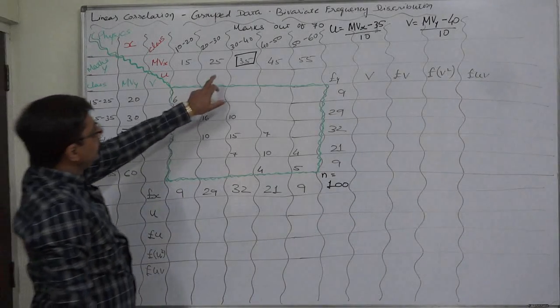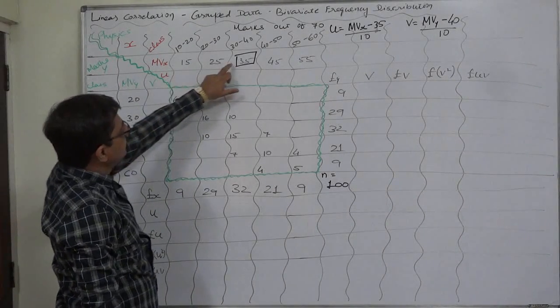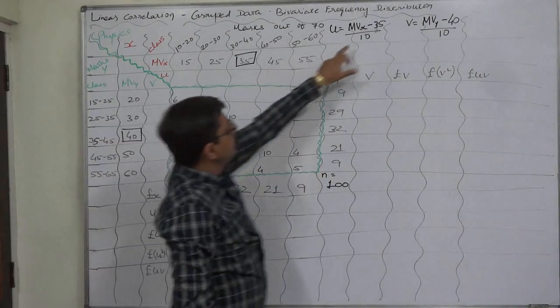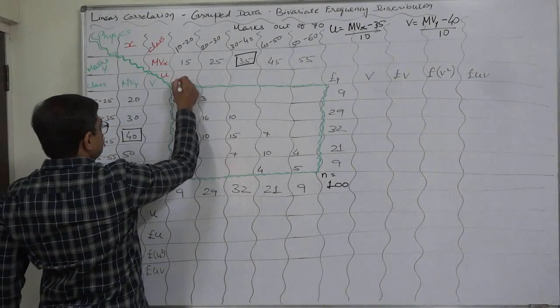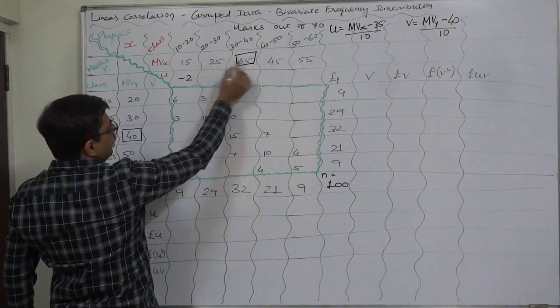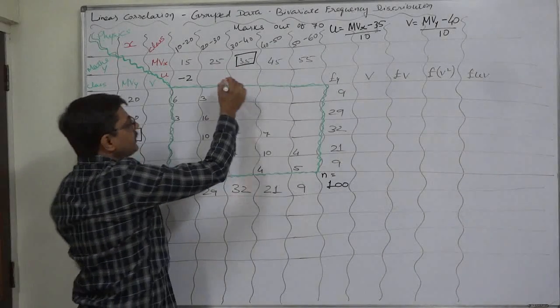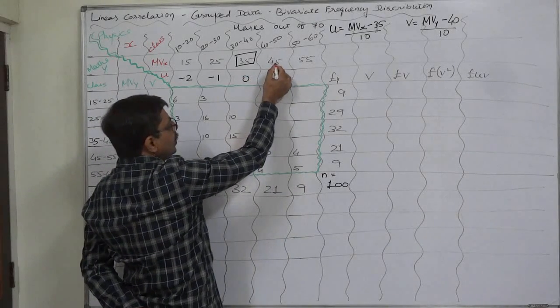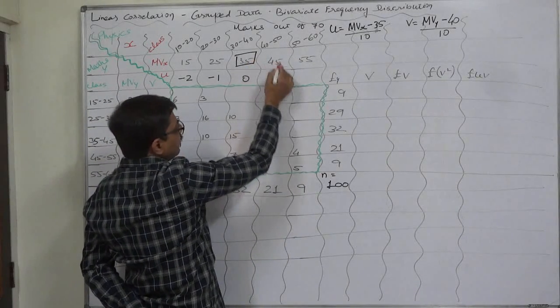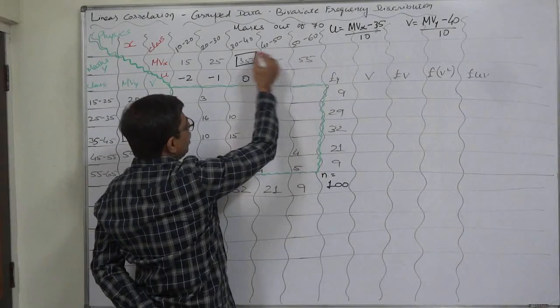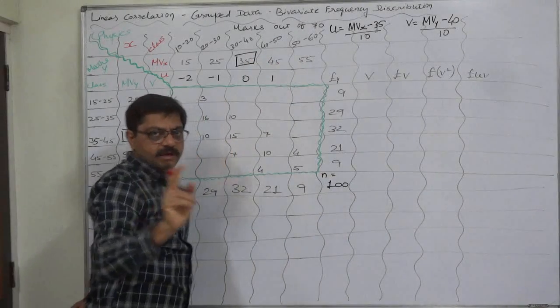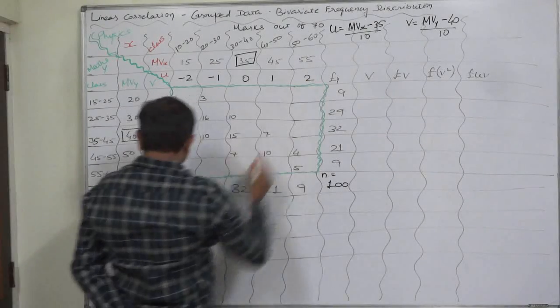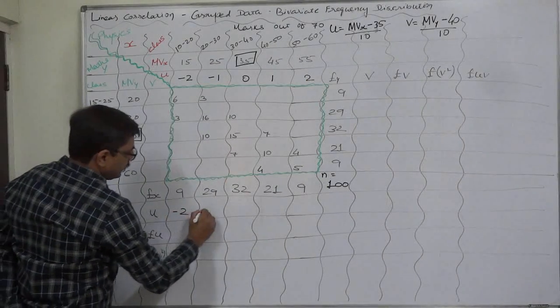U, mid value 15 minus 35, minus 20, divided by 10, minus 2. Similarly, 25 minus 35, minus 10, divided by 10, minus 1. 35 minus 35, 0, divided by 10, 0. 45 minus 35, 10 divided by 10, positive 1. 55 minus 35, positive 20 divided by 10, positive 2. Repetition of the same row here.